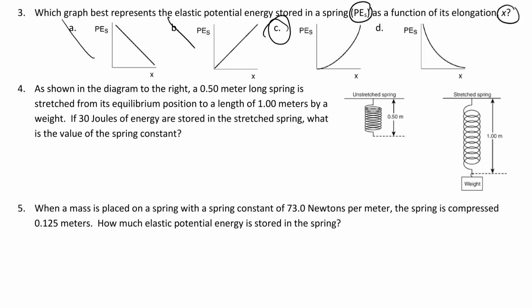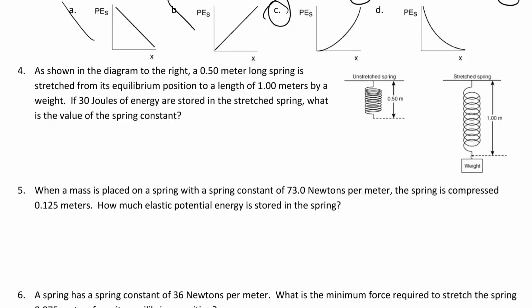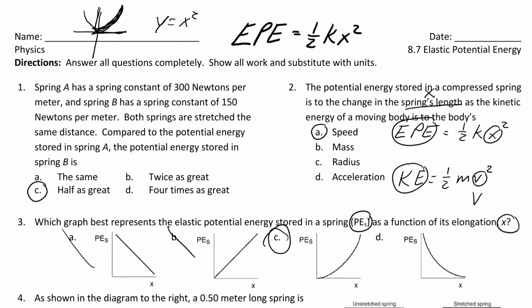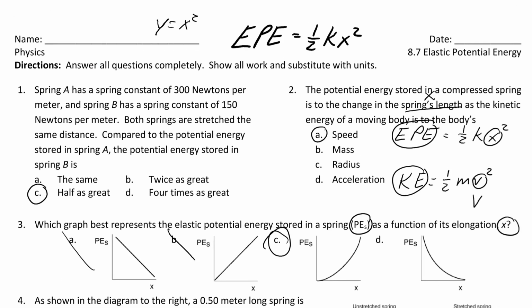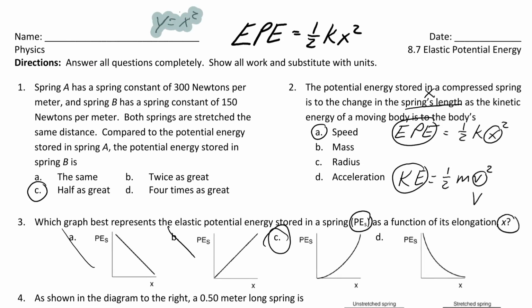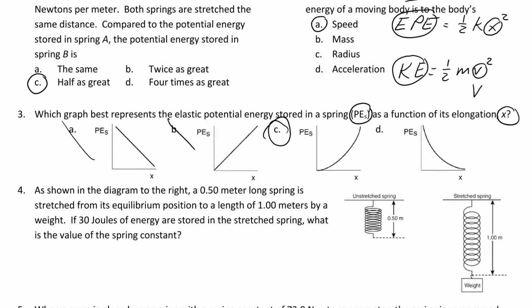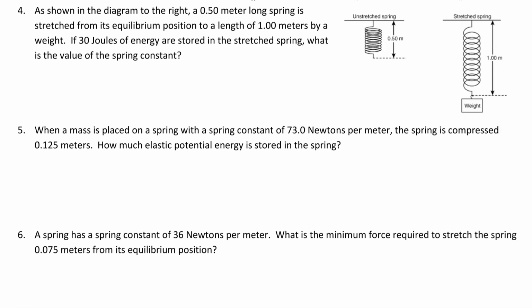Okay, number 4. Now we could finally start plugging things in. I know my students typically like the problems where you plug in the numbers better because you just calculate it out, but it is good to know what these relationships are. Number 4 says, as shown in the diagram to the right, a 0.5 meter long spring is stretched from its equilibrium position to a length of 1 meter by a weight. If 30 joules of energy is stored in the stretched spring, what is the value of the spring constant? Okay, so they're throwing a lot of stuff at you.